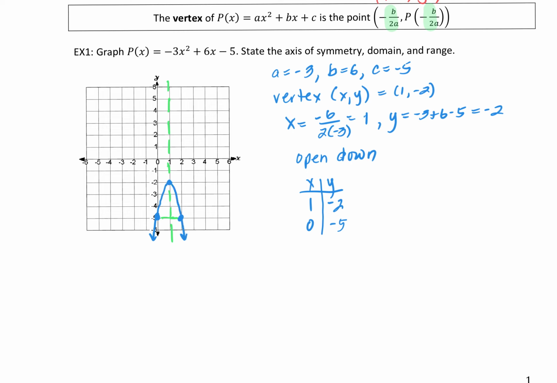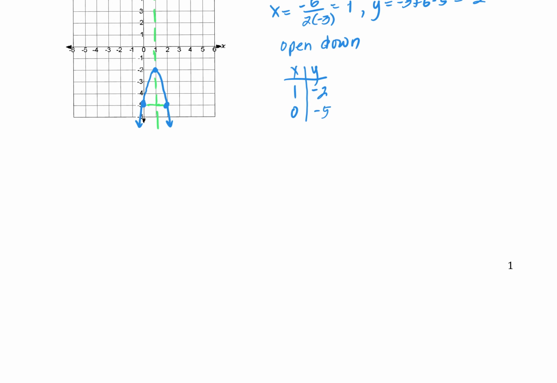So the rest of this question said to state the axis of symmetry. The axis of symmetry is this line. Remember, it's a line. It's a vertical line, so it's an x value. And since it's passing through an x value of 1, the equation of the axis of symmetry is x equal to 1, which will always be the x value of your vertex. So your axis of symmetry is the x value of the vertex. And in this case, it's 1.